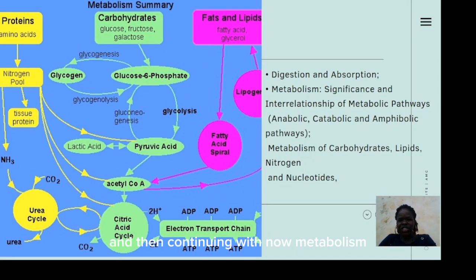And then continuing with metabolism, the energy concept would have introduced metabolism to you. Then now you go deep into those biomolecules. You start with carbohydrate. Before you go into metabolism of carbohydrate, you would have talked about the digestion and the absorption, and then the significance and their interrelations to the metabolic pathways. So we shall talk about the metabolism of all those biomolecules we listed: carbohydrate, lipids, protein, and then also the nucleotides.